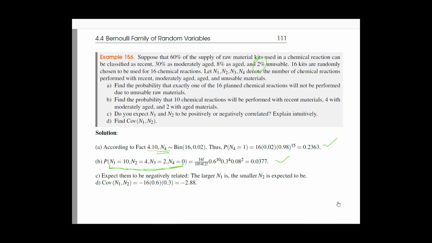So that's it. And finally, about the correlation, we expect the correlation to be negative, right? The more you have from one type, the less you will have from the others. And then we can calculate the covariance explicitly with the formula. It's negative 2.88 in this case. All right, pretty straightforward. That's all we're going to say about the multinomial random variable.